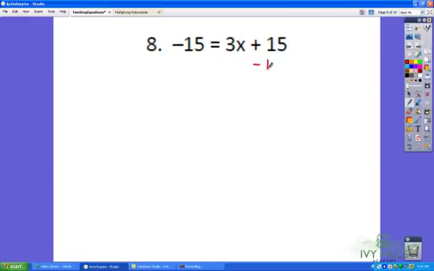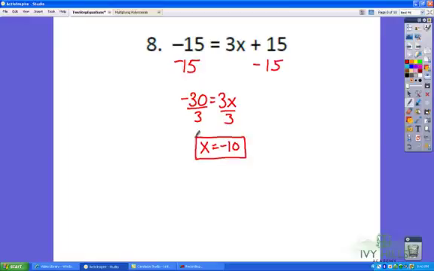For number 8, I want to subtract 15 from both sides. Negative 15 minus 15 will be negative 30 equals 3x. Undoing the 3 times x by dividing both sides by 3 will give me an x value of negative 10.